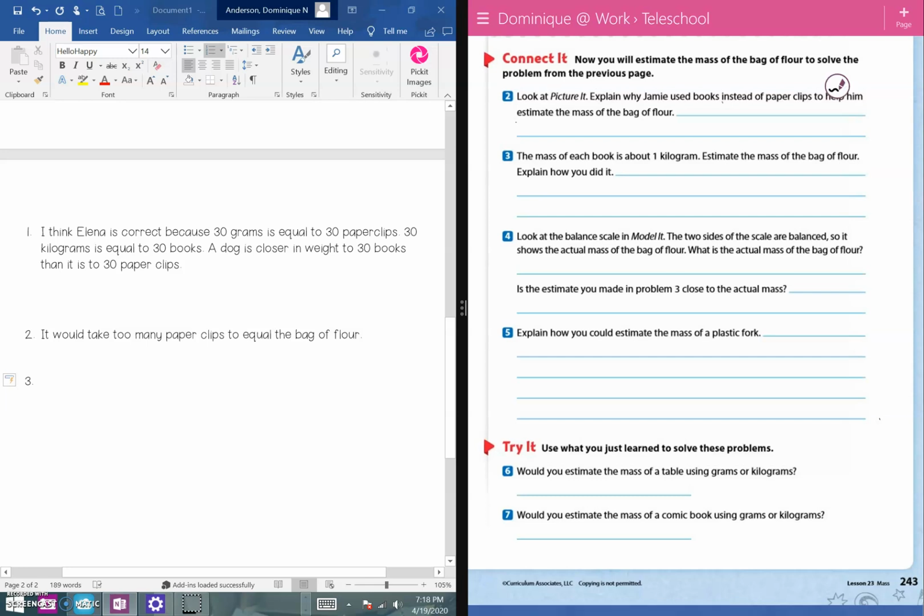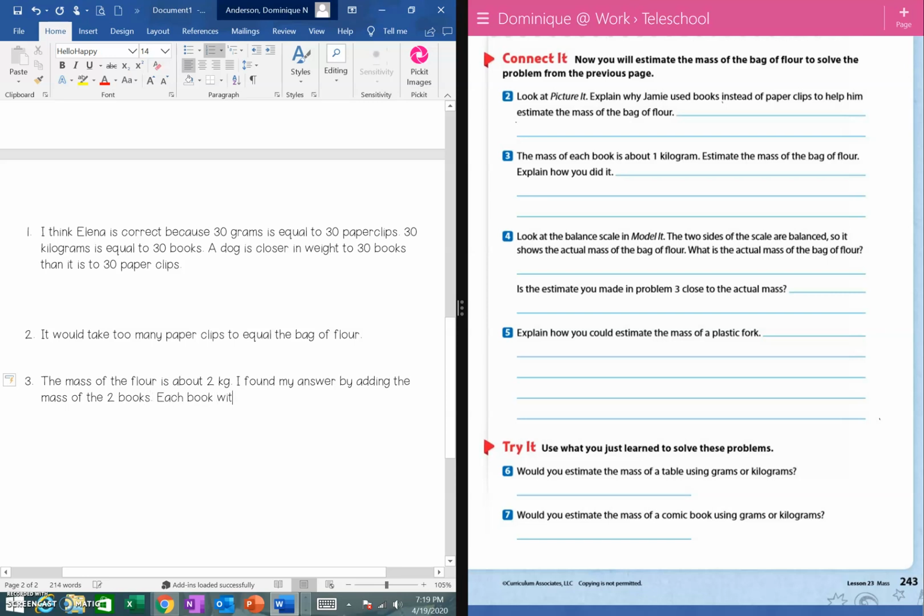Alright, so it says, estimate the mass of the bag of flour. Explain how you did it. So what is it? The mass of the flour is about, we always say about because we're estimating and we don't have an exact weight. So about lets whoever is looking or reading your answer know that you are estimating. It's about 2, and remember kg also stands for kilograms, so we don't have to write it out. Alright, I found my answer by adding the mass of the 2 books.